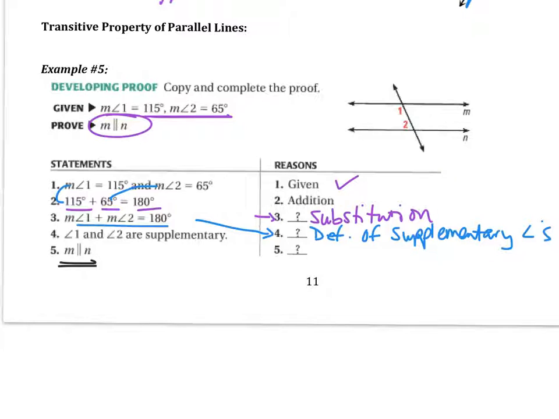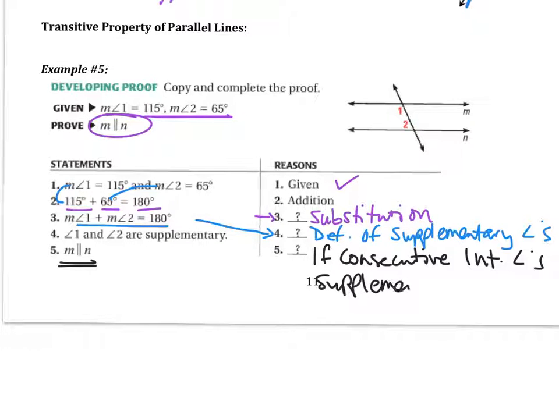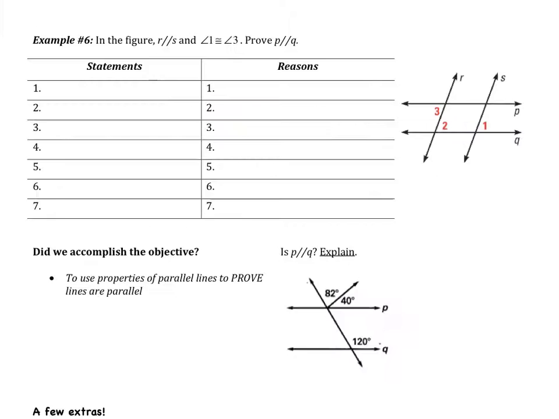So we are going to say, if consecutive interior angles supplementary, then parallel. Okay? And it's just like the statement that we wrote at the beginning. All right? All right, example.